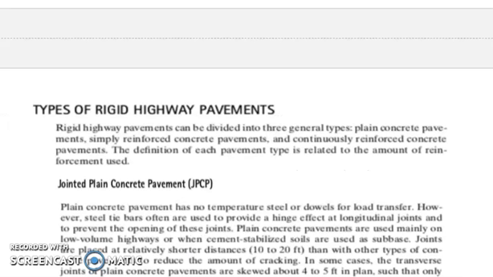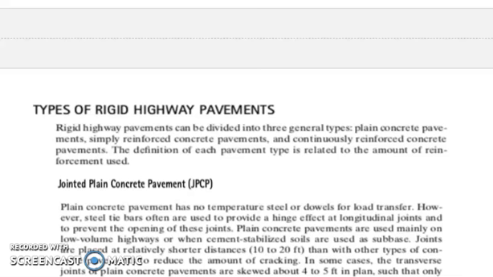Now, types of pavement highways. A rigid pavement is divided into three groups: the plain concrete pavement, the simply reinforced concrete pavement, and the continuously reinforced concrete pavement. The jointed plain concrete pavement, also known as JPCP, has no temperature steel or dowel for load transfer. However, steel tie bars are often used to provide a hinge effect at longitudinal joints and to prevent the opening of these joints.